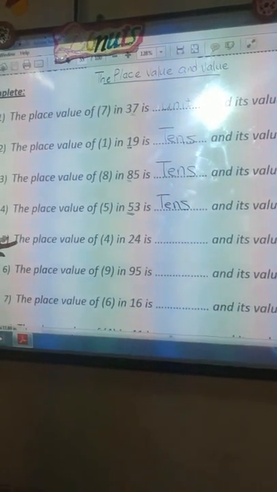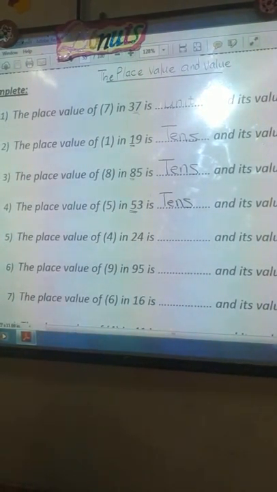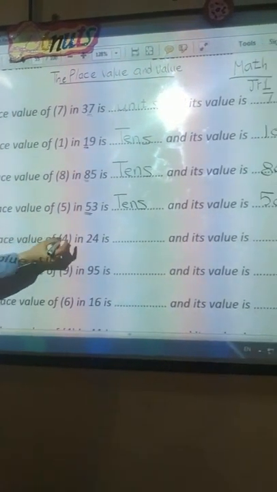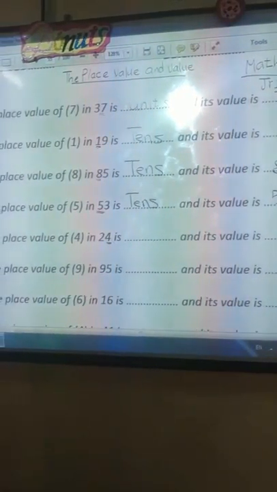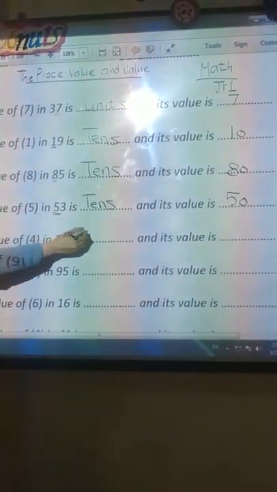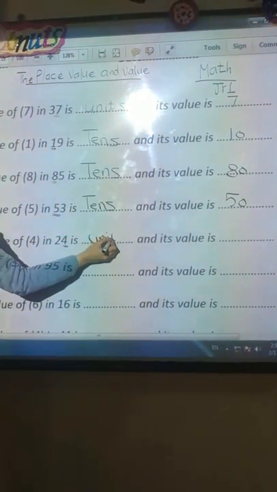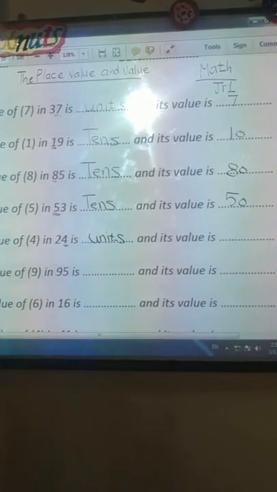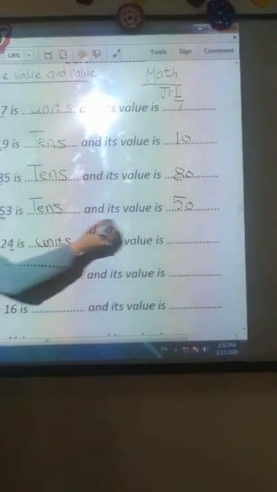The place value of 4 in 24 is tens. That's not right. The place value of 4 is units. And its value is 4.